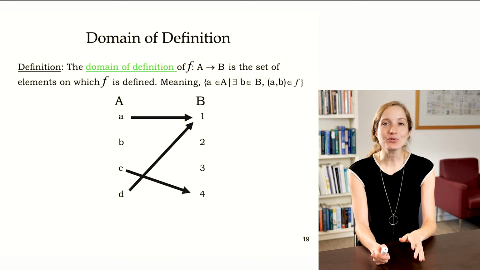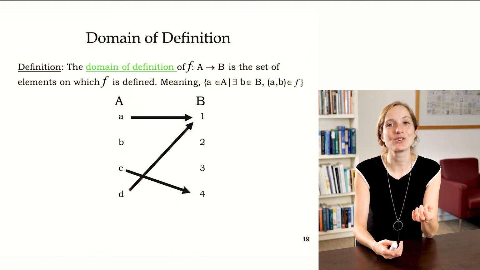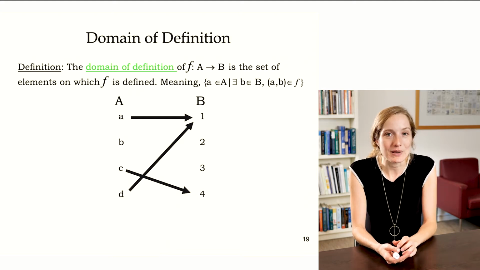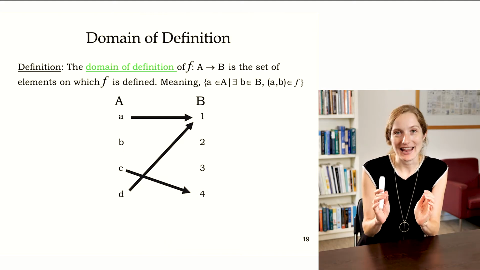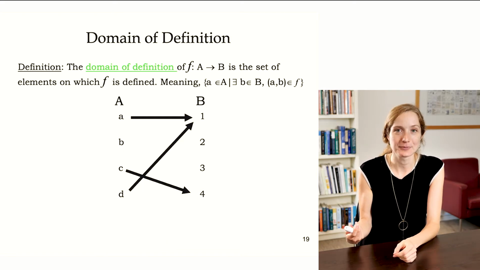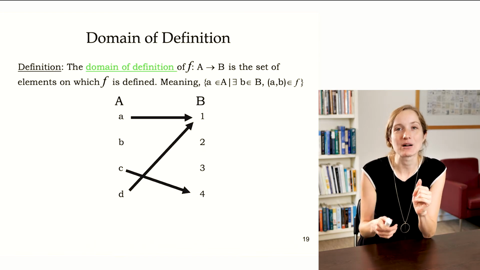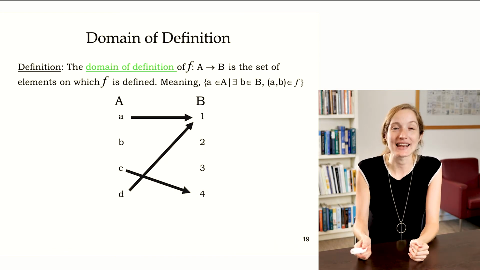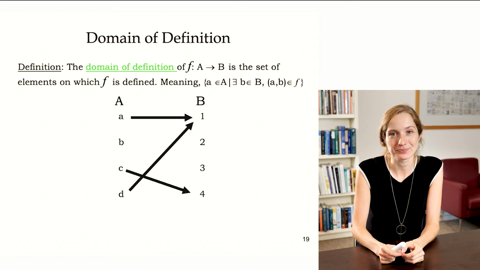In set builder notation, this is the collection of all little a in A such that there exists some output value b in B for which (a, b) is in f. Here, this notation (a, b) in f, we'll see a little bit more about later, but this just means that f of a is equal to b.